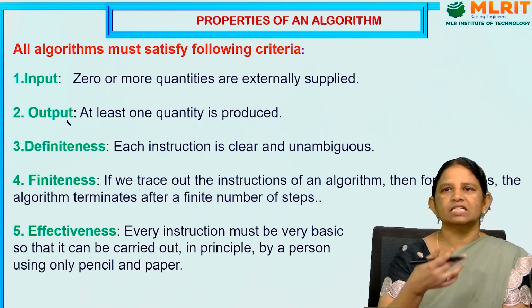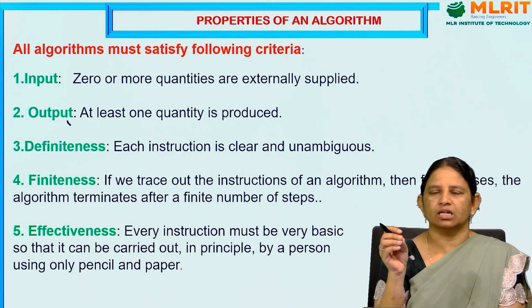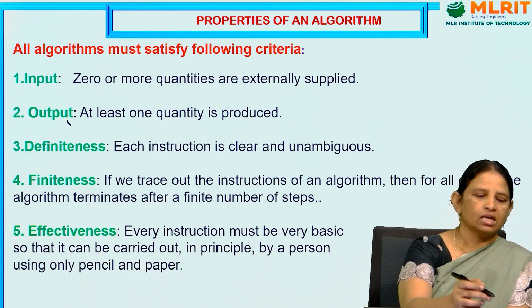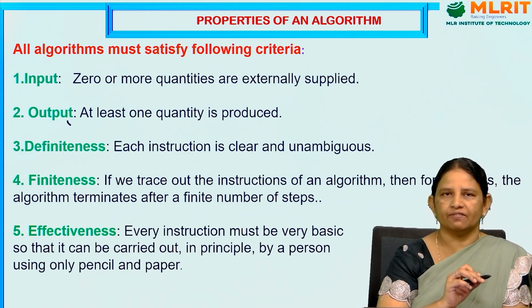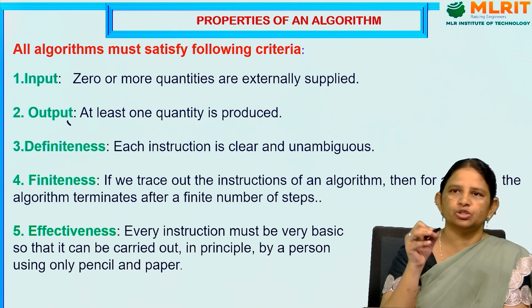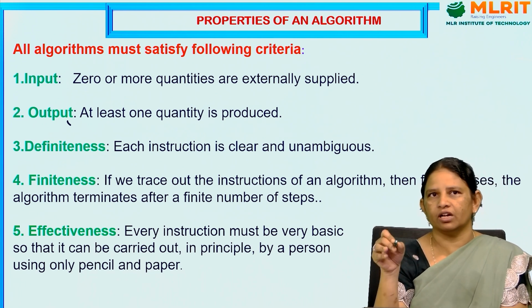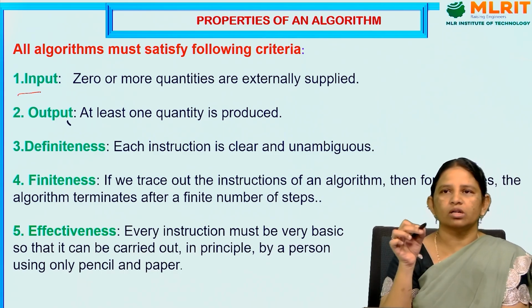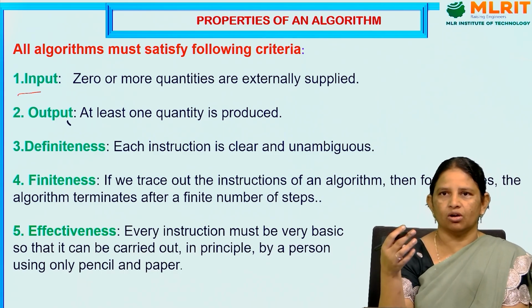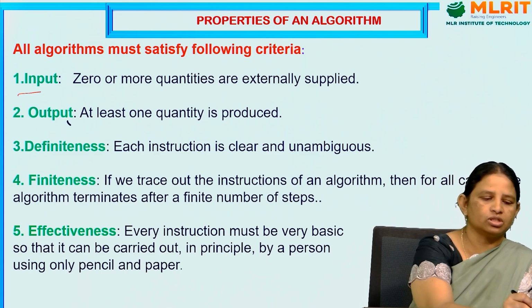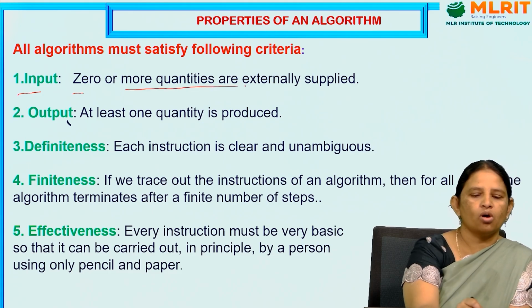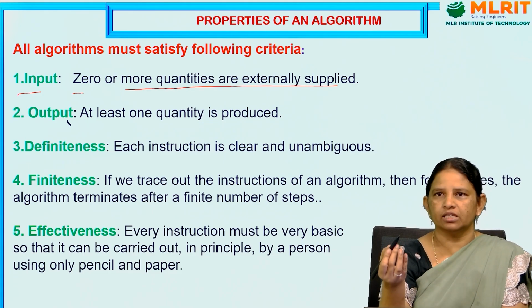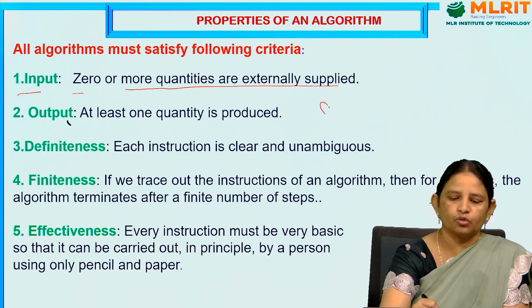Before designing an algorithm, we need to check whether certain properties are satisfied. There are 5 properties that should be satisfied in a given algorithm. The first property is input. An algorithm should take 0 or more quantities as input. For example, to find the solution for addition of 2 numbers, the 2 numbers can be supplied as input.